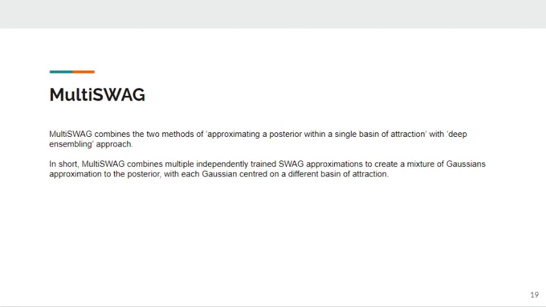Therefore, MultiSWAG combines multiple independently trained SWAG approximations to create a mixture of Gaussian approximations to the posterior, with each Gaussian centered on a different basin of attraction.